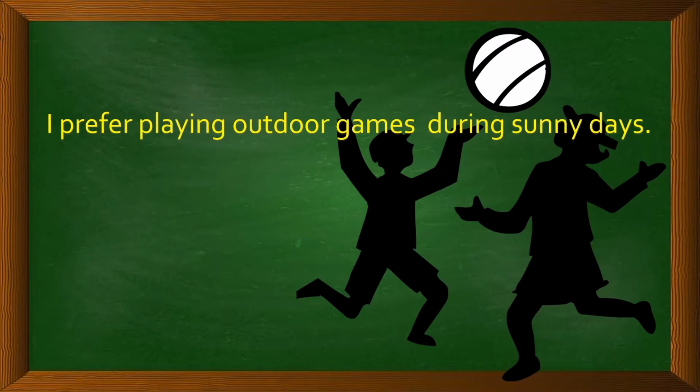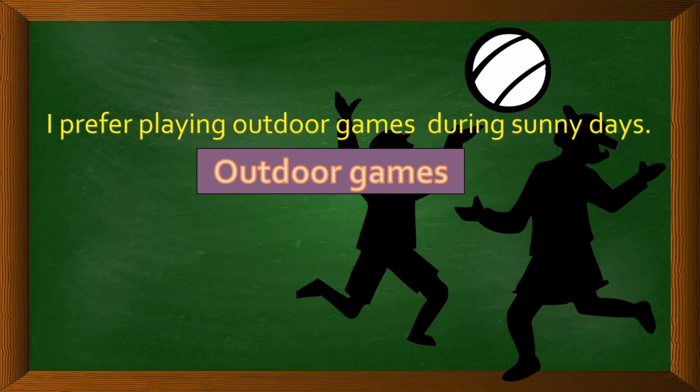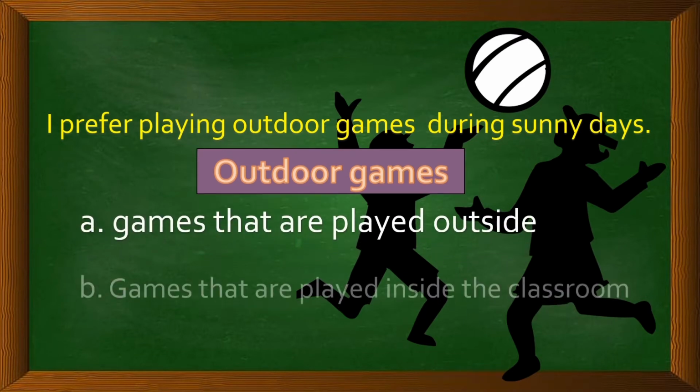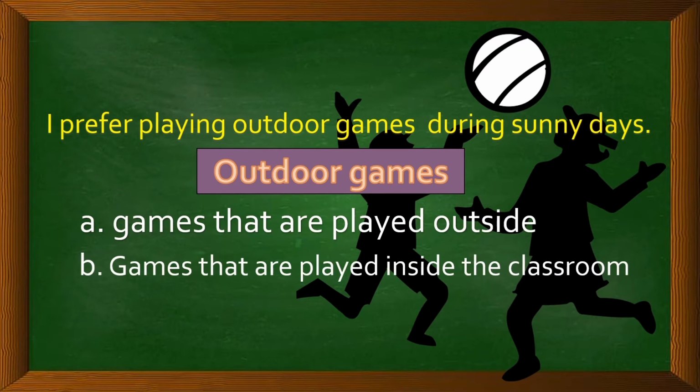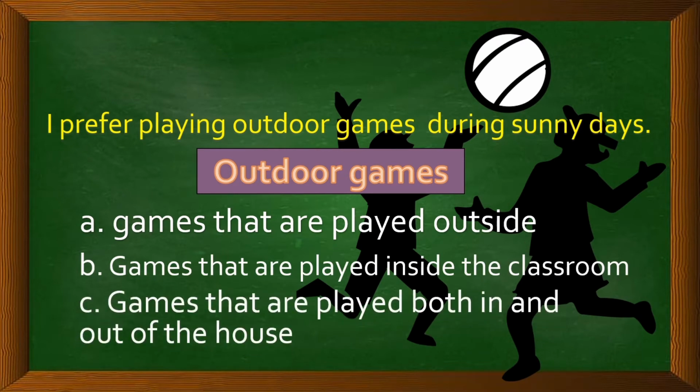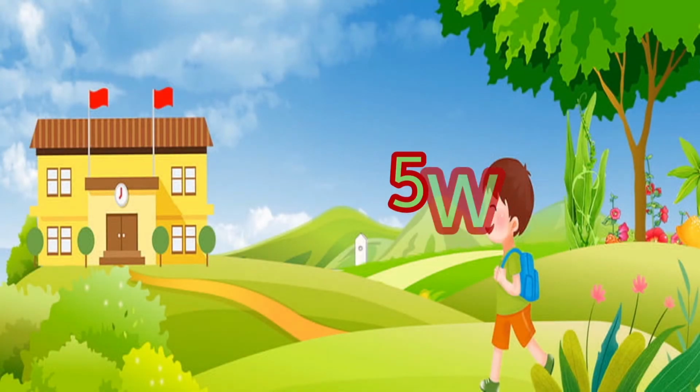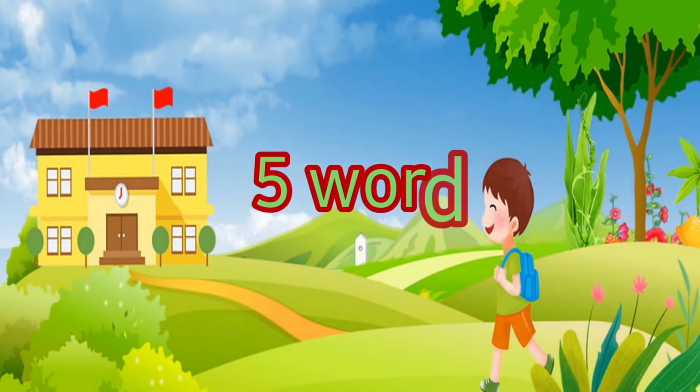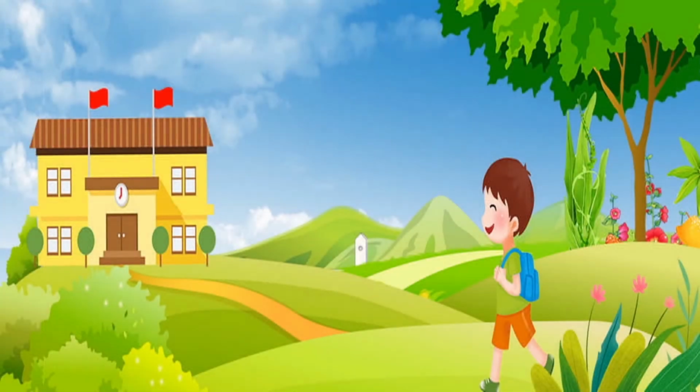Last sentence. I prefer playing outdoor games during sunny days. What do you mean by outdoor games? A. Games that are played outside. B. Games that are played inside the classroom. C. Games that are played both in and out of the house. Outdoor games mean A. Games that are played outside. So those are the 5 words that you will be meeting as we go on with the paragraph.